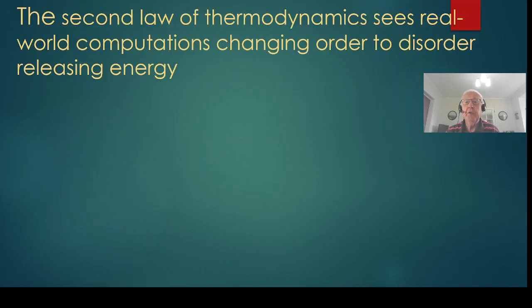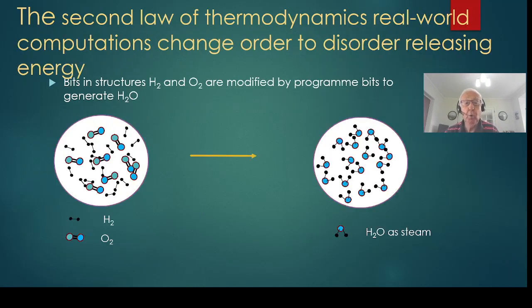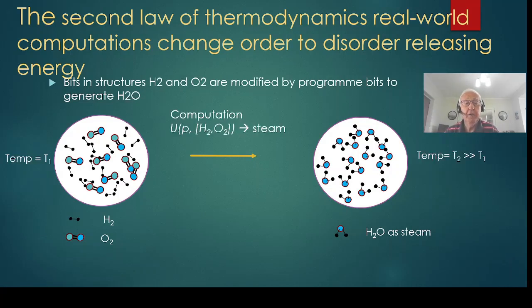The second law of thermodynamics sees real-world computations changing order to disorder, releasing energy. Bits and structures, such as hydrogen and oxygen, are modified by the program bits to generate water. And here we see a picture. Hydrogen and oxygen molecules on the left are converted by a program to water as steam on the right. The temperature on the left is T1, the temperature on the right is T2, and it is much higher. And this can be expressed by the computation U with program P operating on the hydrogen and the oxygen to produce steam.